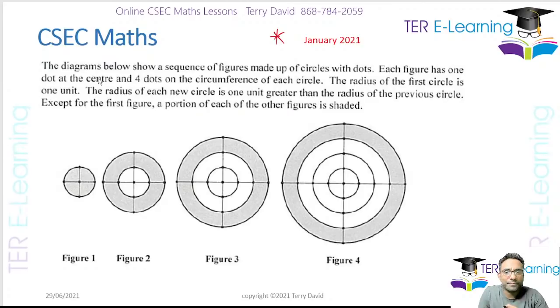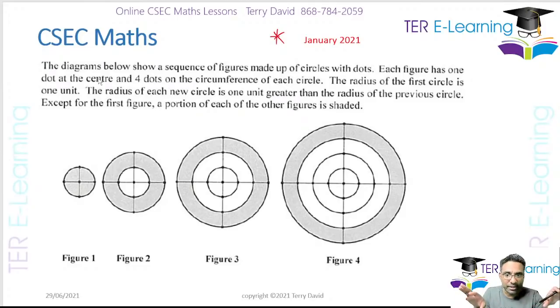Each figure has 1 dot in the center and 4 dots on the circumference of each circle. The radius of the first circle is 1 unit. The radius of each new circle is 1 unit greater than the radius of the previous circle, except for the first figure. A portion of each of the figures is shaded. So they're just talking there, right?